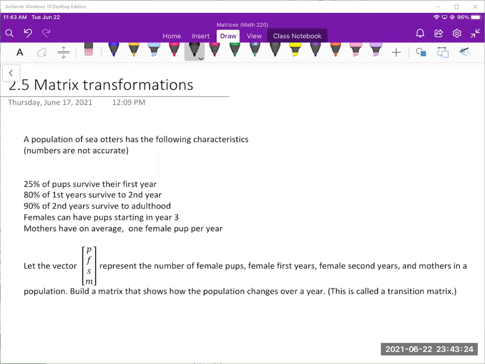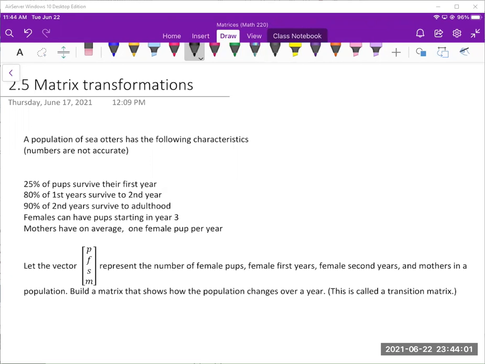age. Okay. And when females reach year 3, they start having pups. And on average, mothers will have one female pup per year. So we're going to look at the number of female sea otters in a population. Okay, so we're going to look at vectors where the components are the number of pups, first years, second years, and mothers in a population.